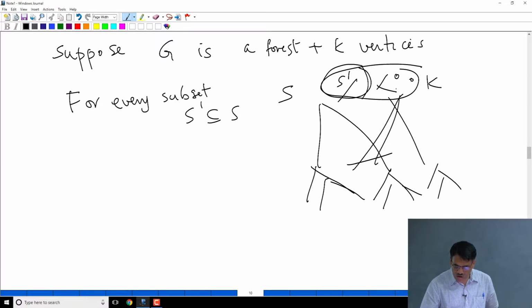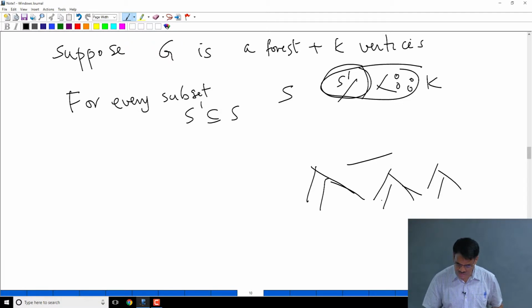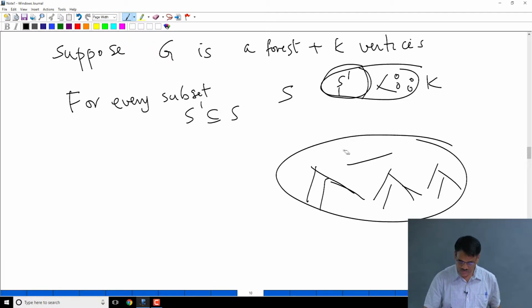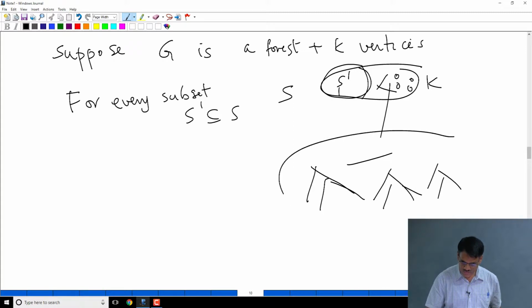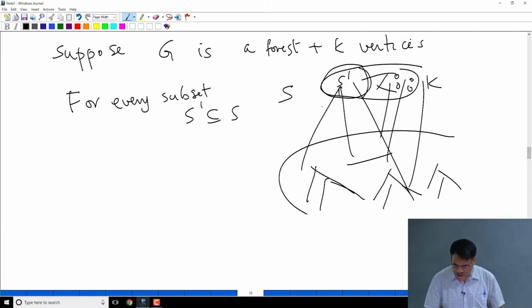Okay. Now, what are the vertices to be covered now? What are the edges to be covered? Anything incident on S prime has already been covered because I chose S prime. What are the other edges to be covered? There would be some edges from S prime to the tree that I need to cover, but S prime is already covering those. Any edge inside the forest I need to cover, I will come back to it later. What are the other edges?